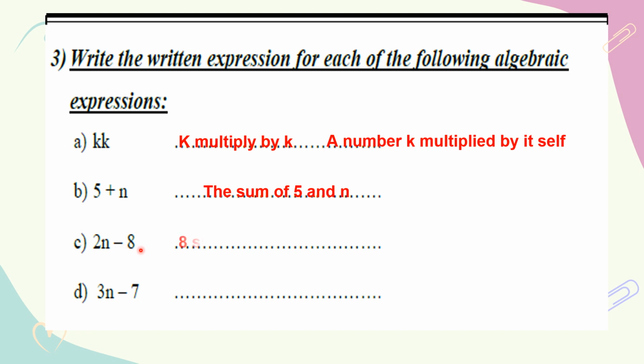So how to write it? Here, 8 is subtracted from twice n, because here we have 2 times n. So we will start from 8 subtracted from 2n, or twice n, or we can write it double n. Okay? In letter D, 3n minus 7. So in subtracted from, we have to start from 7. So we can say it's a 7 subtracted from treble n. And also we can write it as 3 times n minus 7.